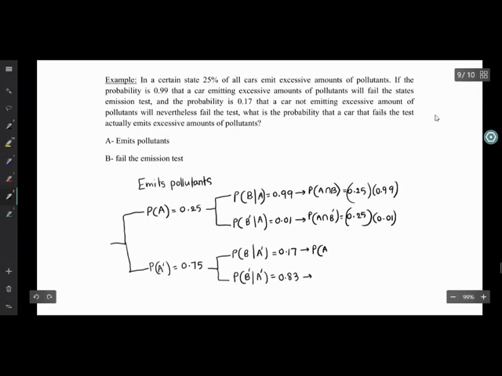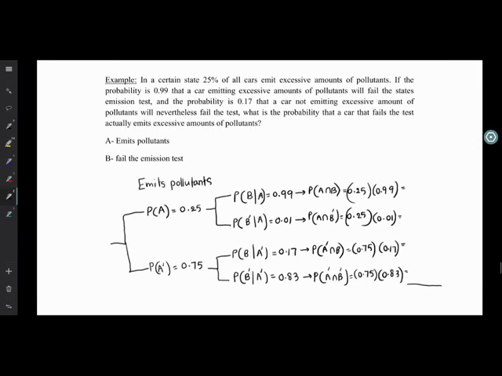So likewise you can fill the other two branches. This will be A prime and B, 0.75 times 0.17. And finally probability A prime and B prime, which is 0.75 times 0.83. If you add these four values together, you should get total probability 1. But what we need is only the probability that the car that fails the test actually emits excessive amount of pollutant.